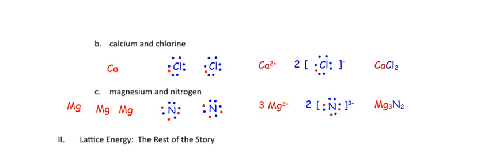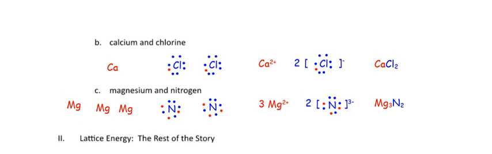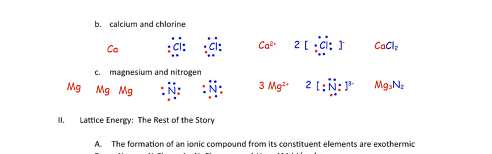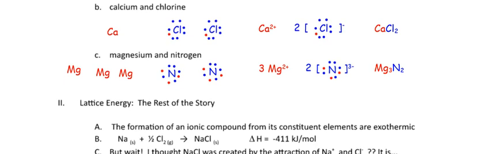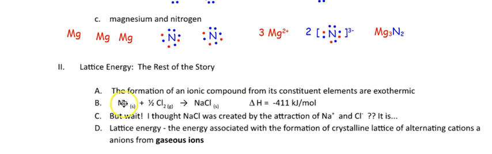Okay, so lattice energy is the formation of an ionic compound from its constituent elements. They're going to be exothermic, all right? So I'm going to have, well, let me go down here. Sodium metal solid plus a half a chlorine gas makes NaCl. And the delta H was -411 kilojoules per mole. Oh, that was from chapter 6. You may or may not remember that. It's like a heat of formation, that kind of a thing.